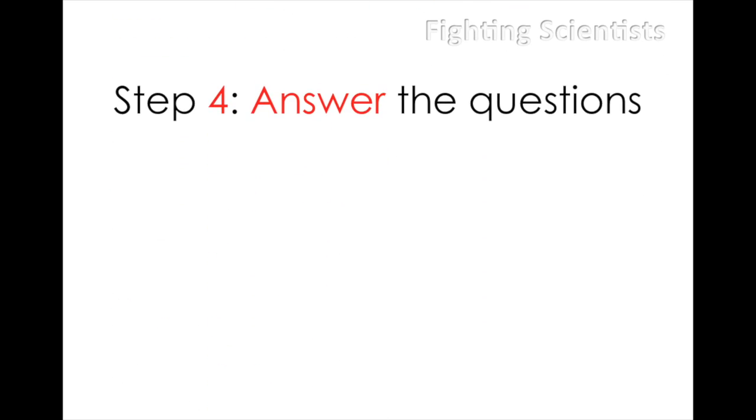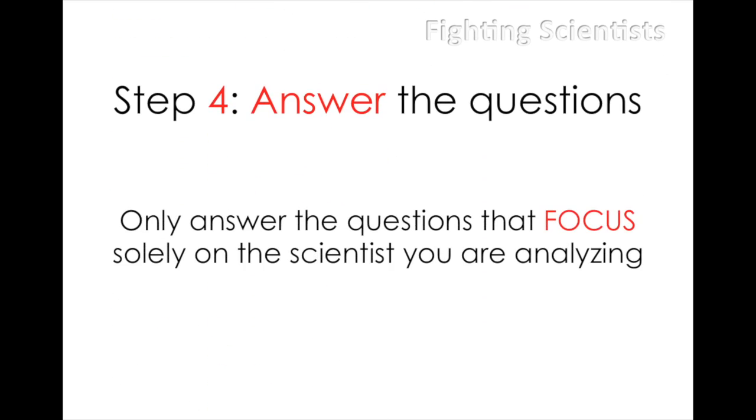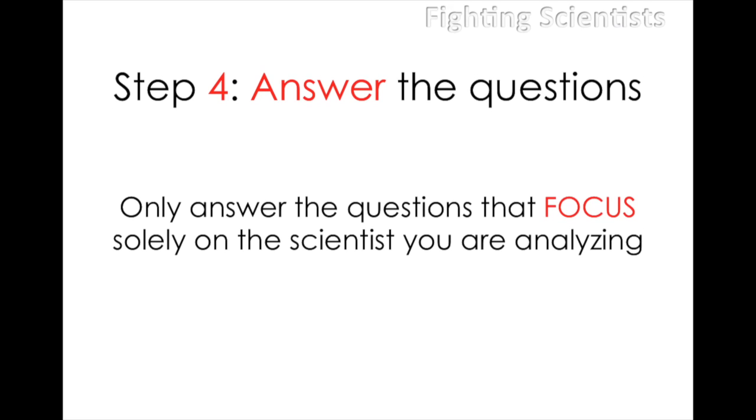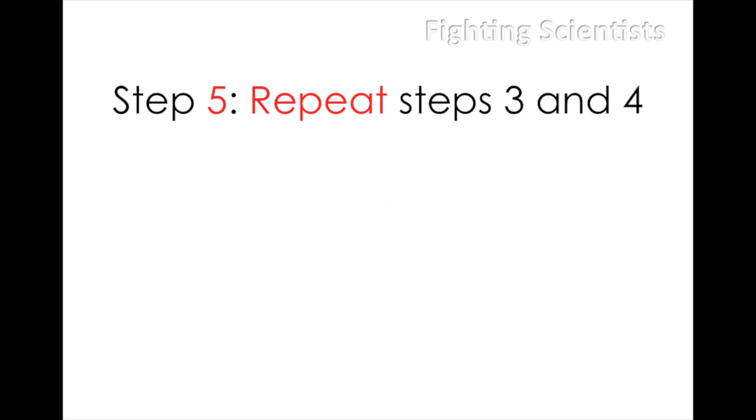Step 4. Answer all the questions that refer to the scientist you've just completed reviewing. Again, labeling the questions previously will make it simpler to locate which questions to answer. Step 5. Repeat steps 3 and 4 with the next scientist.